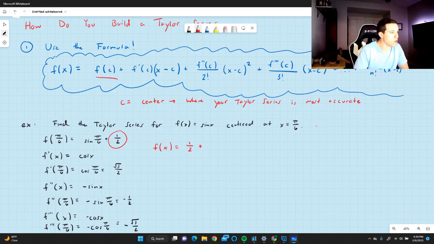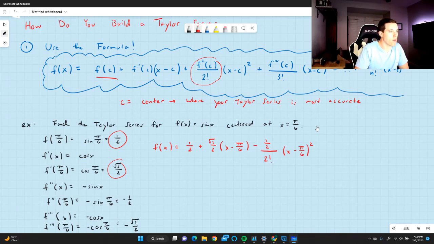Plus the first derivative of the center, which is rad 3 over 2, times x minus the center, which is pi over 6. Plus our next term, which is the second derivative, which is negative 1/2. So now we're at a negative value. So I'm going to make this a minus 1/2 over 2 factorial, because now we're doing this term, times x minus pi over 6 to the squared power.